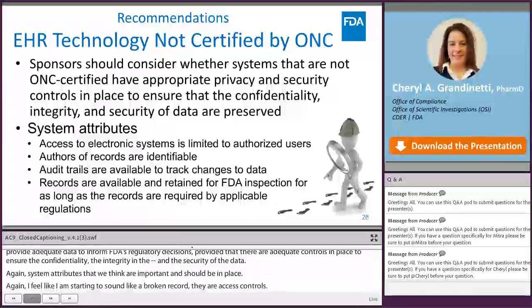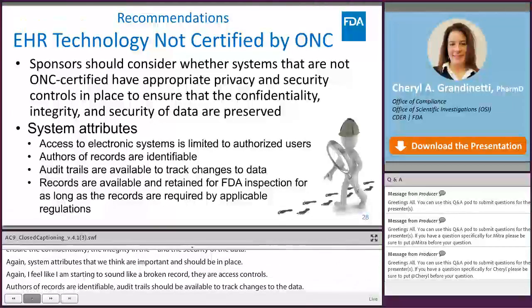And then finally, this last recommendation is true for both certified and non-certified technology. The records should be available and retained for FDA inspection for as long as the records are required by applicable regulations.